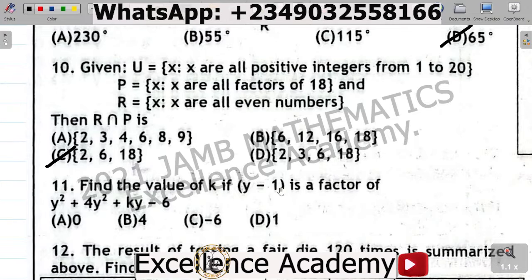All right. So as usual, I'll leave question 11 for you. Question 11 says, find the value of k if y minus 1 is a factor of y squared plus 4y squared plus ky minus 6. A, 0, B, 4, C, minus 6, and D is 1. This is under the concept of polynomials, all right? So do you know the answer to this question? Try to solve this question. Leave your answer in the comment section and I'll tell you if you're correct or not.